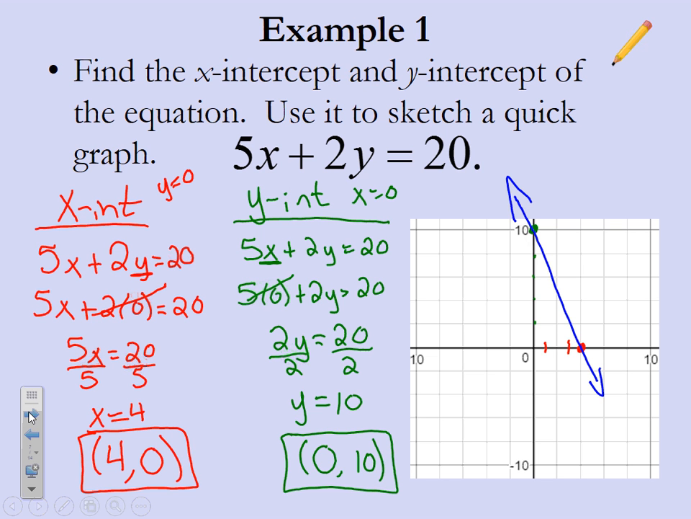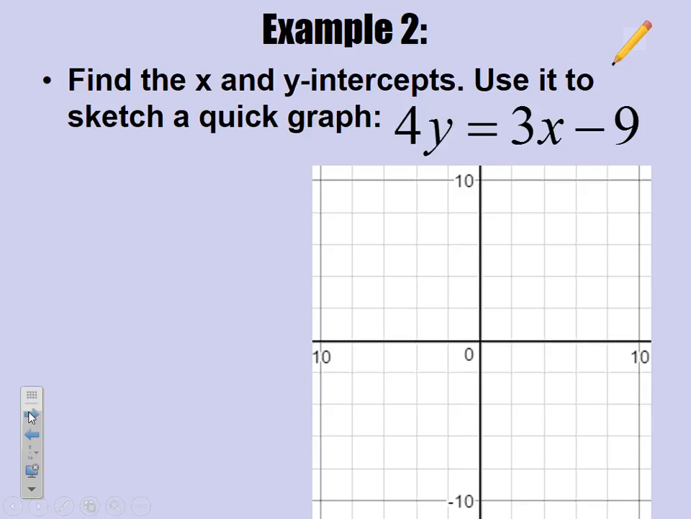Right, now example number 2. So make sure you got example number 1 down in your notes. You also need to get example number 2 down in your notes. It says find the x and y intercepts. Use it to sketch a quick graph. So we're going to do the same thing here. I'm going to find my x-intercept.